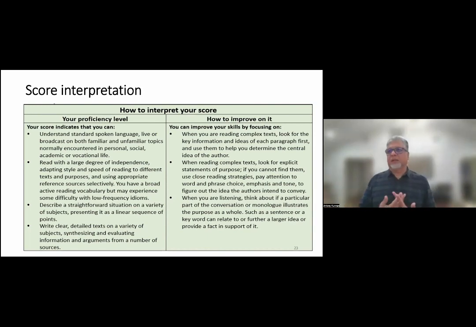So we've got to come up with descriptors. So here we have generic descriptors for a B2 level for 85 points. And then we also have, you can improve your skills by focusing on, and we identify some of the things that this particular group of test takers, the people with the 85 points or the B2 points, are at. So we say, these are the ways you can improve your capabilities or increase your proficiency level.